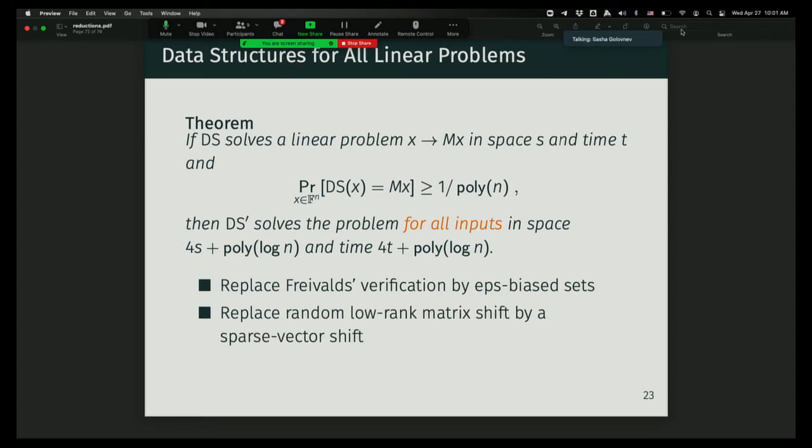And finally, you can do random low-rank matrix shifts, but there are no matrices anymore. You're working with vectors. It turns out that in general, for vectors, instead of low-rank matrices, you can use sparse vectors, and they play the same role because multiplying a matrix by a sparse vector is something that you can do efficiently. You can correct these errors locally and efficiently too.